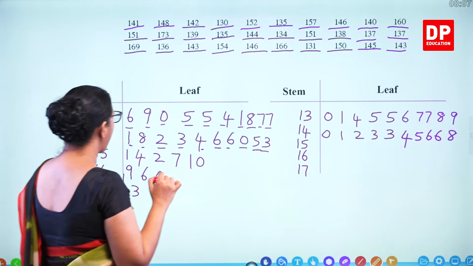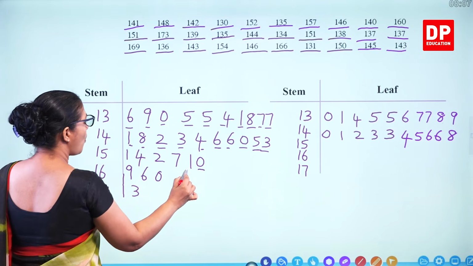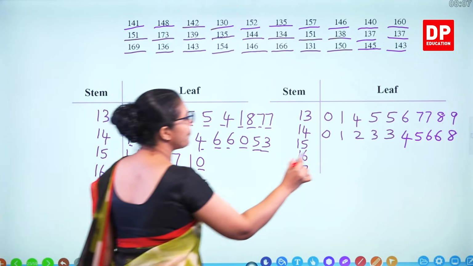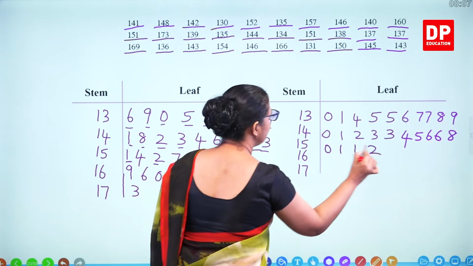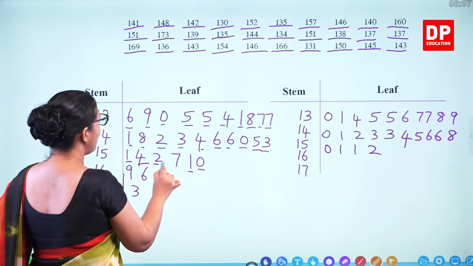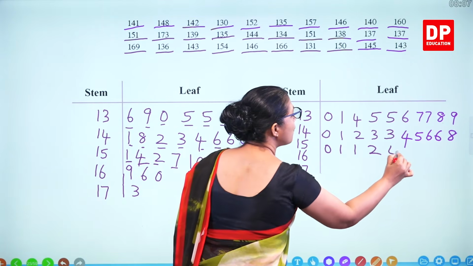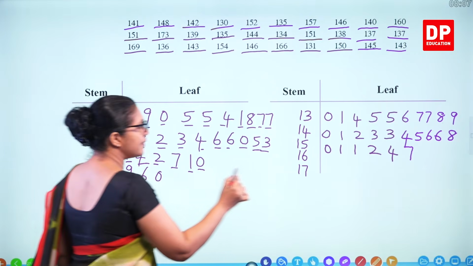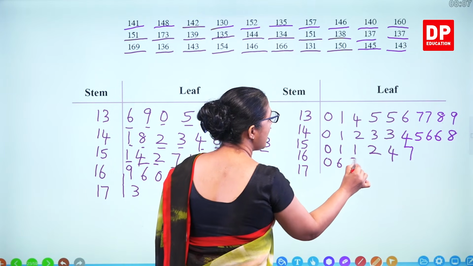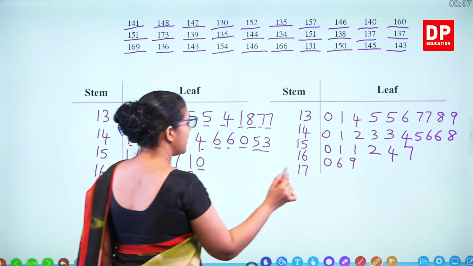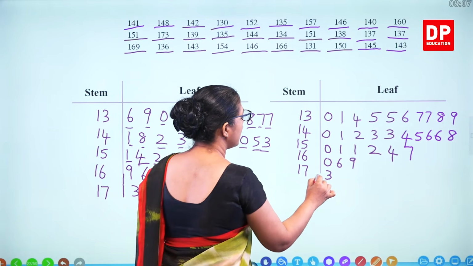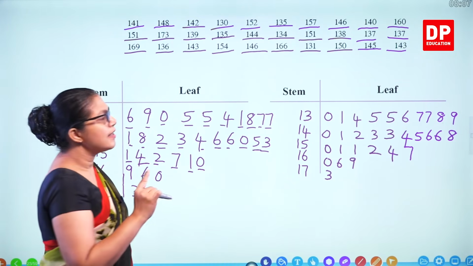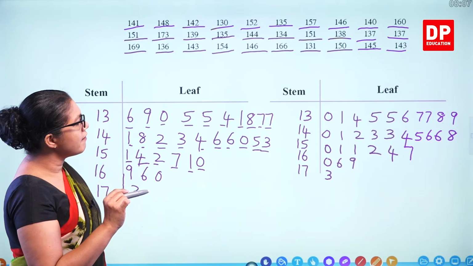Next line. 0, 1, 1, 2. And 4, 7. And this one 0, 6, 9 and 3. So that's the correct stem and leaf diagram.